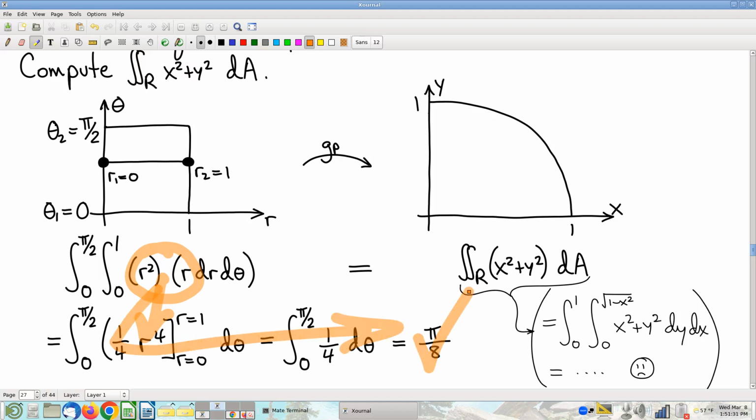Notice no square roots at all anywhere on the left. Massive square roots and associated pain on the right-hand side if we had done it in rectangular coordinates. Is everybody with me? Okay. Right.